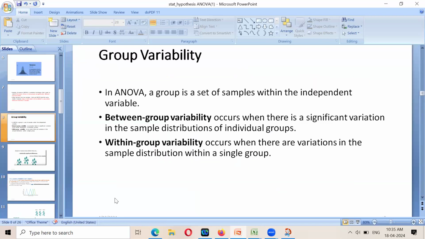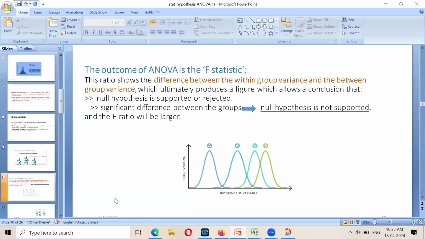We have just seen what group variability means. So the F statistic finds the ratio of group variability between the groups and within the groups. This ratio will give us the concluding remark of the ANOVA test. That's the reason it is called the F statistic, because F is nothing but the ratio of variability between the groups divided by within the groups. Depending upon this, the null hypothesis will be supported or it will be rejected.